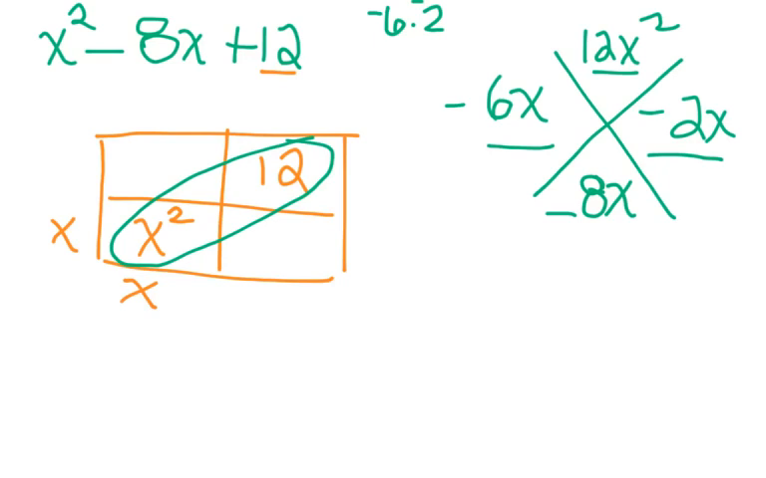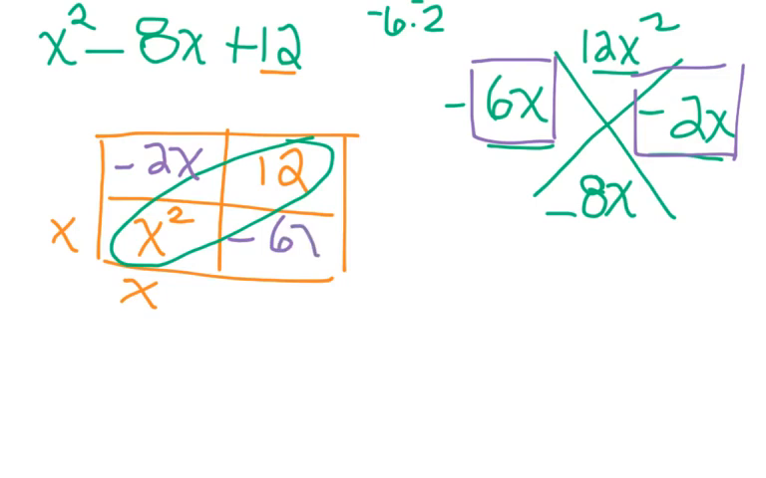So now I go ahead and I need to add those two values. I'm going to draw a box around these. I need to add them to my rectangles. And again, I have to decide, where do I want to put them? Well, I can put negative 2x right here. And I can put negative 6x right here on the bottom.